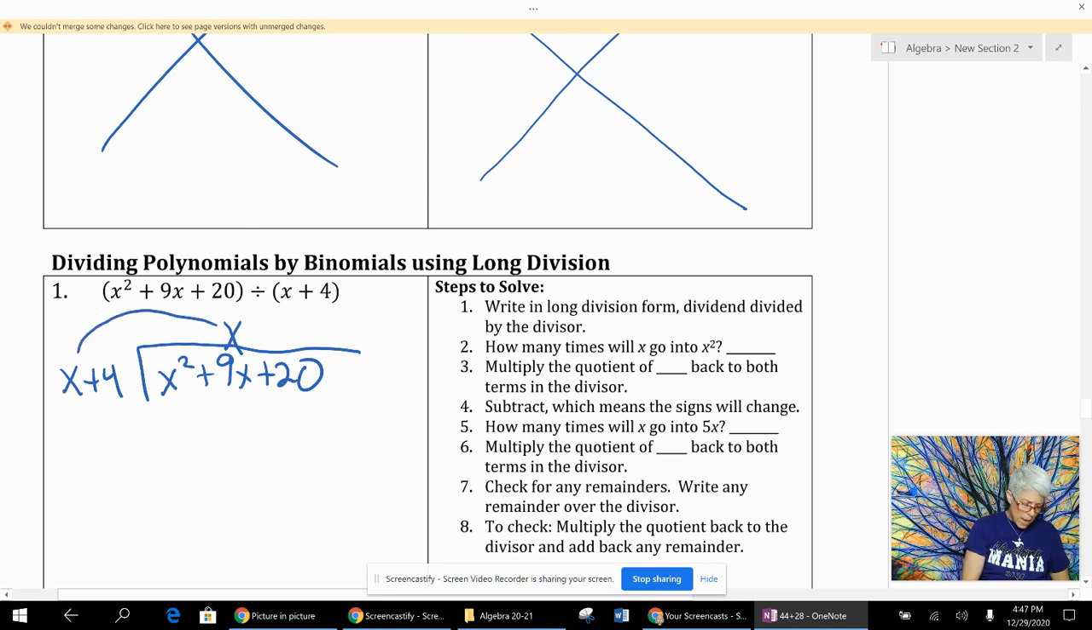All right, and going back, x times x is x squared. X times 4 is 4x. Okay, that wasn't too painful.